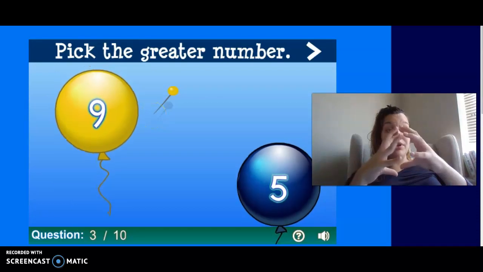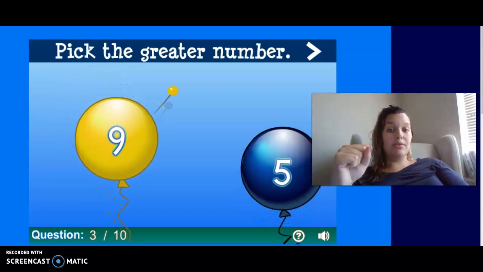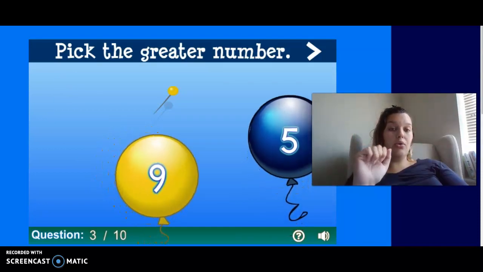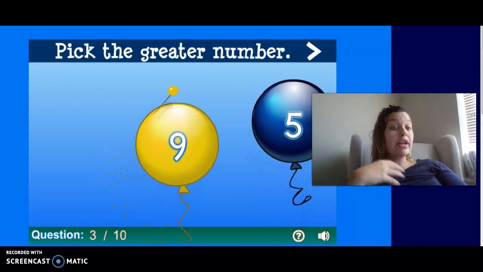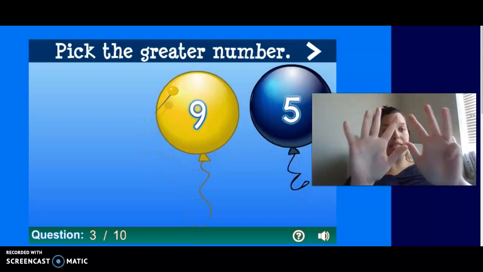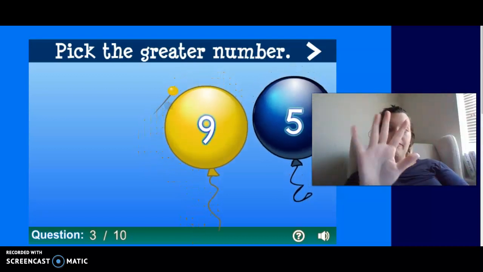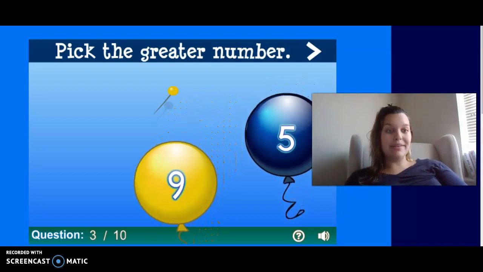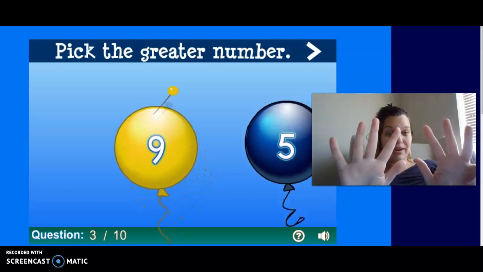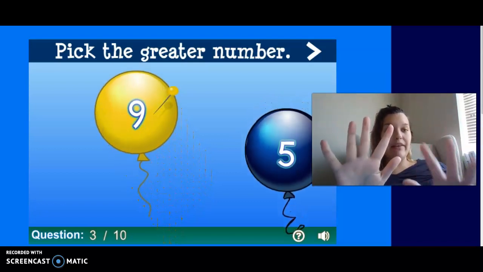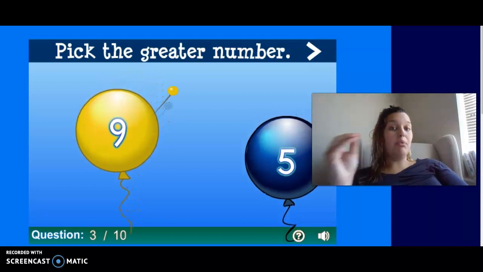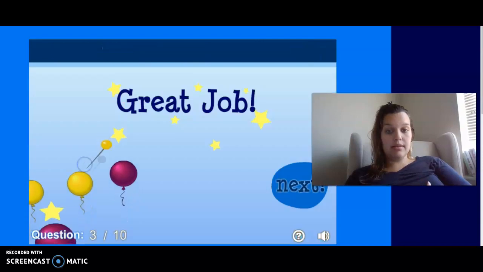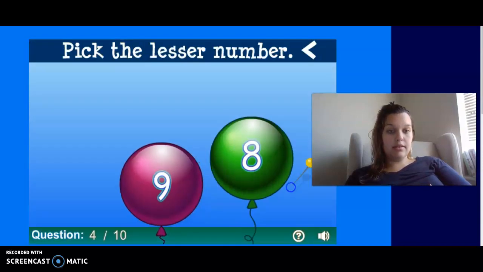Pick the greater number, so the bigger number. Okay? We have the numbers 9 or we have 5. When we're talking about greater, we want more. So is 9 bigger or 5 bigger? Show me in your hands. 9 is bigger, right? When I start at 5, I'd have to count up to get to 9. And when we're talking greater, we want to count up. We want more.